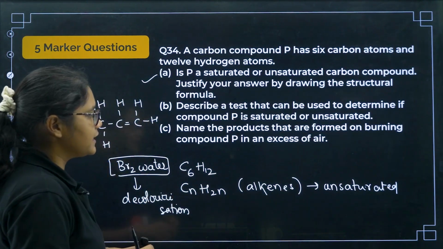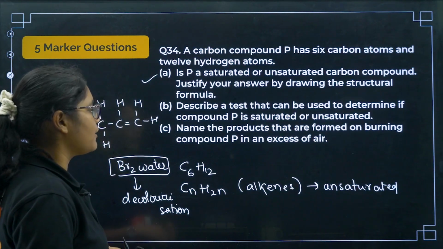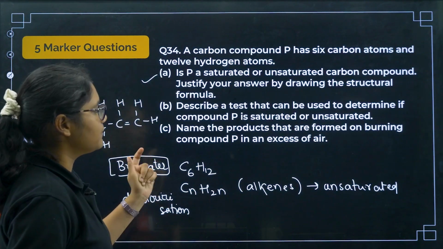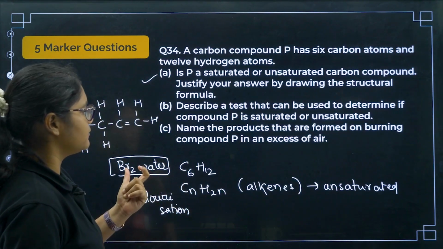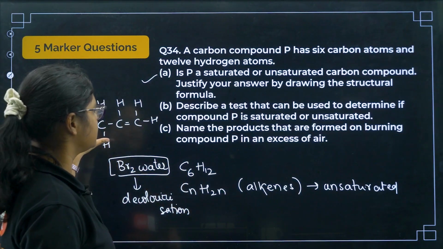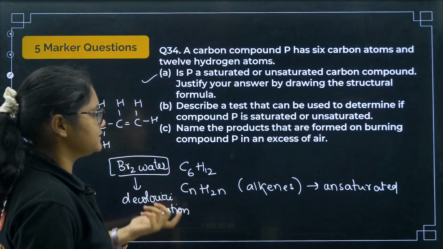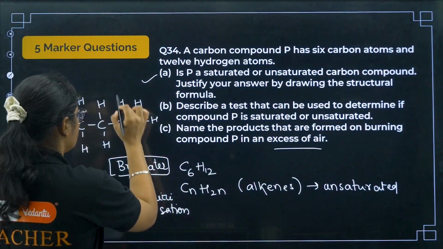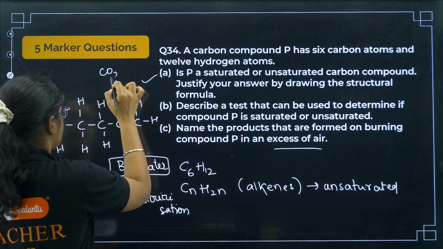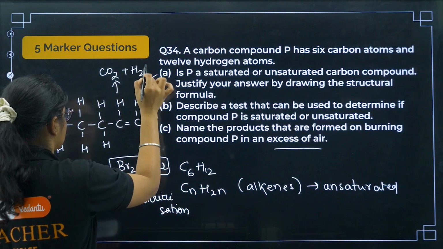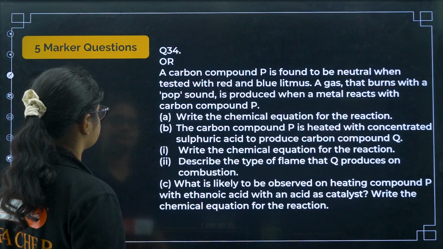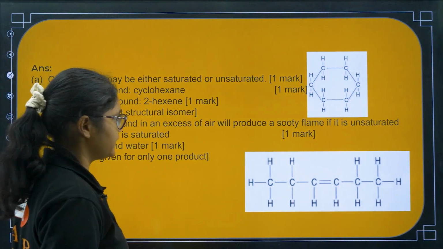Next, name the products that are formed on burning compound P in an excess of air. This is your compound P, right? In an excess of air. So in a combustion reaction, any hydrocarbon on combustion gives you what? Carbon dioxide and water, right? So that is what is there. So you can see the answer here.